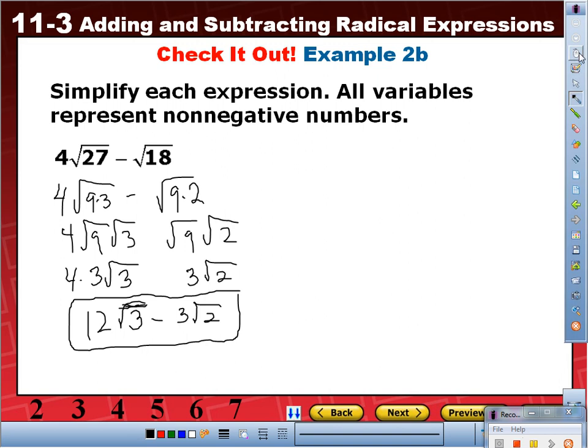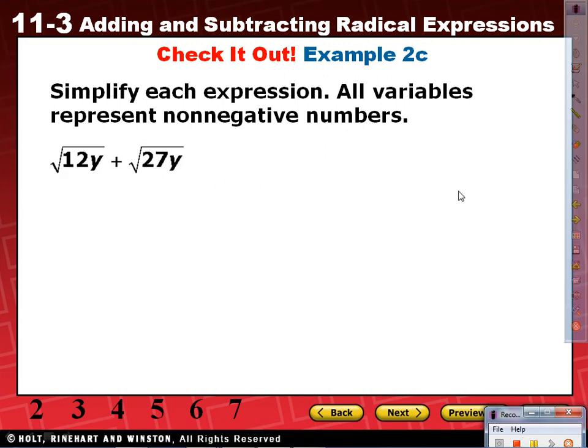Last one of these before we get into a word problem. Copy this one down, please. Square root of 12y plus square root of 27y. 30 seconds. Go.